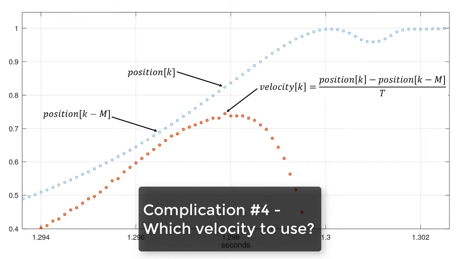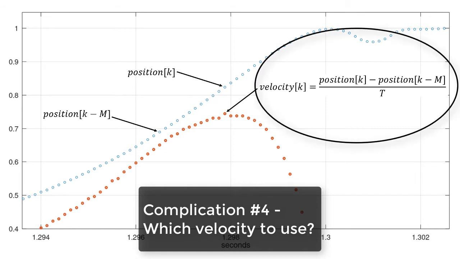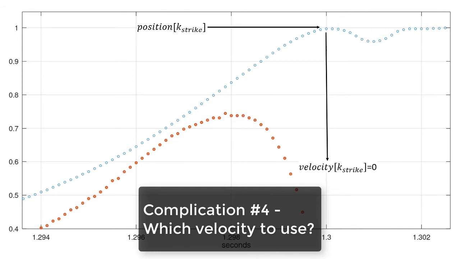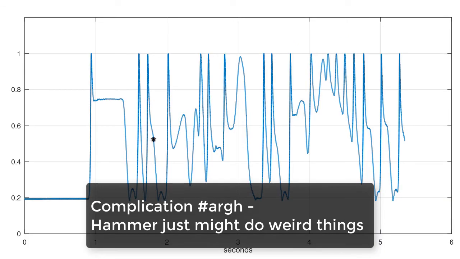Even for a loud note with a smooth velocity profile, notice that the velocity changes as the hammer approaches the string and flies off the jack. I need to take this into account, and for reference, I included the velocity calculation with filtering in this plot. Of course, the velocity is exactly zero when the hammer is impacting the string, so I certainly can't use that velocity. Finally, the hammer just might do weird things. Here I am randomly playing keys, so my algorithm has to handle a wide range of playing dynamics.